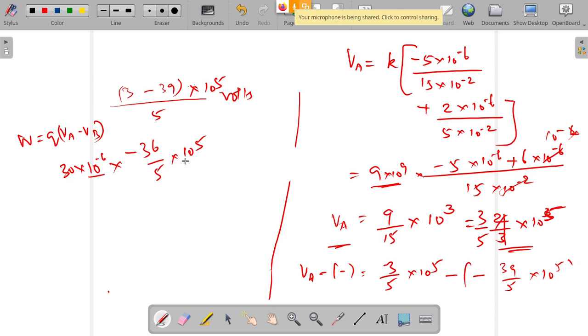So here 10 will cancel with 10, 10 power minus 1 will come. If you strike out 6 times, that is 6. That is minus 260, right? 180, I think 216. 216 into 10 power minus 1. So that is roughly minus 21.6 joules. That is the correct answer. So the answer for this is not 2.16, I think it is 21.6. So that is the correct answer for this.